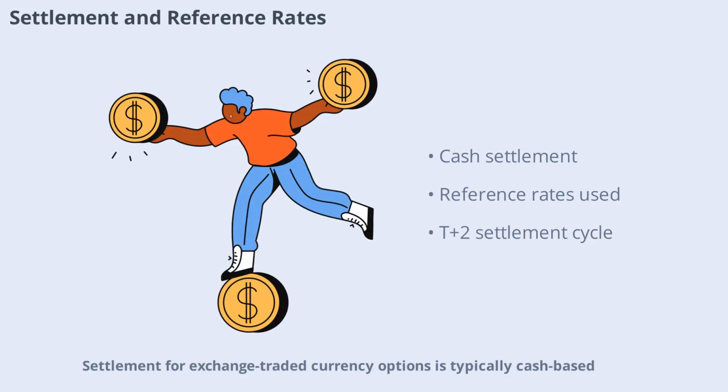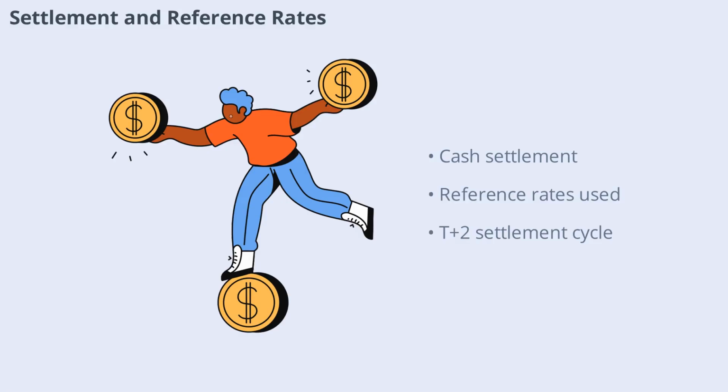Settlement for exchange-traded currency options is typically cash-based. The final settlement price is determined using reference rates published by authorized agencies, such as the FBIL in India. Settlement is usually completed on a T+2 basis, meaning 2 business days after expiry. This system ensures transparency and reduces counterparty risk, making exchange-traded options a reliable tool for hedging and trading.